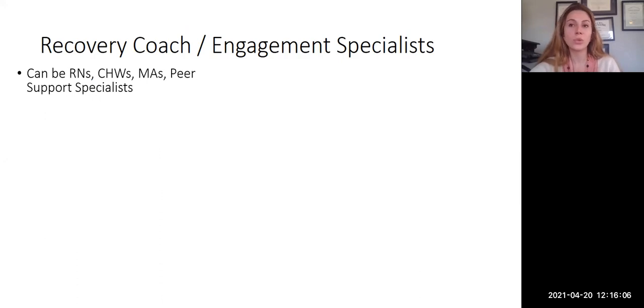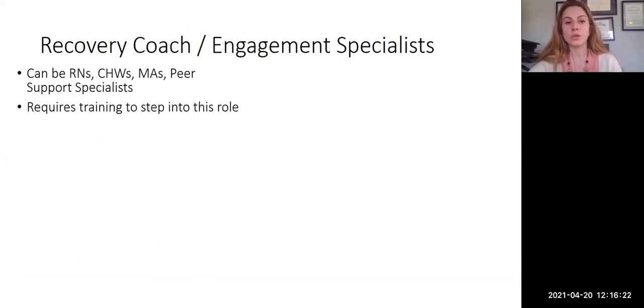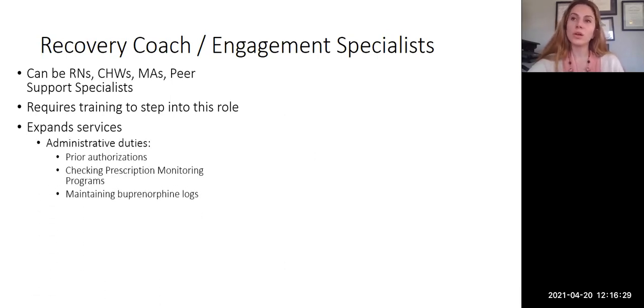And this is a really great role, we found, for RNs and MAs, so medical assistants or registered nurses, but it could also be someone at the level of a peer support specialist or a community health worker or a bachelor's level social worker, depending on who you have. It would require some training to step into the role, but really they're heading up the administrative duties.